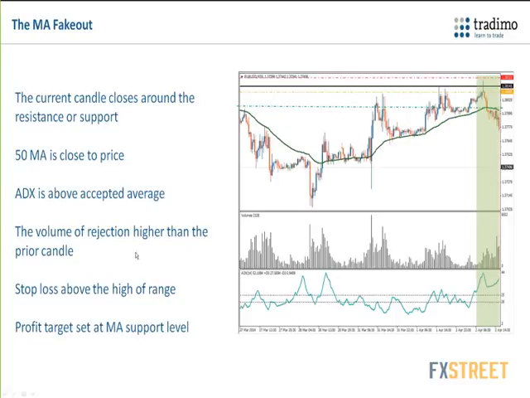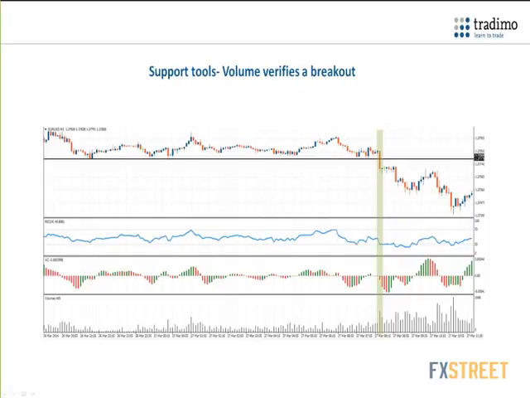Okay, volume. Volume is important. For me, avoiding fakeouts, volume is key. And what I mean by that is when we break a level, we need to see a higher volume. Generally, you want to see a volume somewhere in the region between 10 and 50% higher than the prior candle. In this one, we're over 100%.